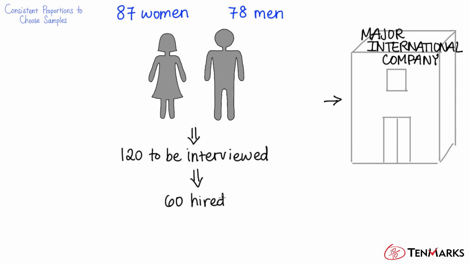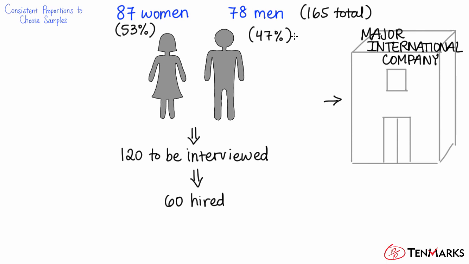There are 87 women and 78 men who originally apply. What's the proportion of each out of the total? Well, 87 plus 78 is 165. 87 divided by 165 is the proportion of women, which is about 53%. And therefore, there are 47% men. To be quote-unquote fair, statistically, these proportions should carry throughout each stage from interviewing to hiring.